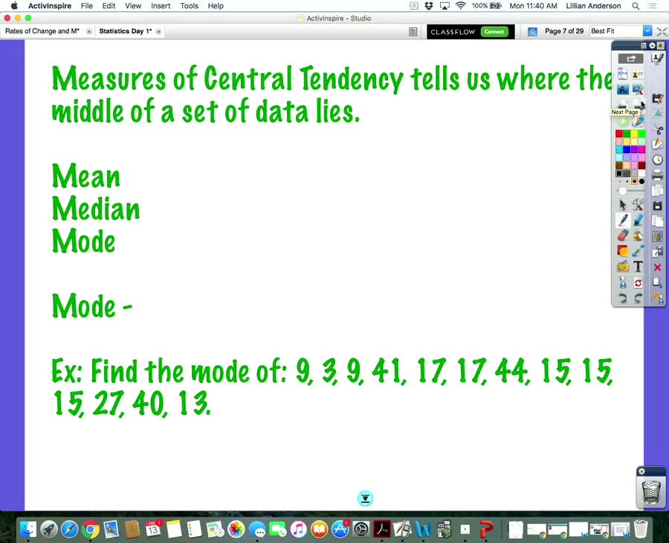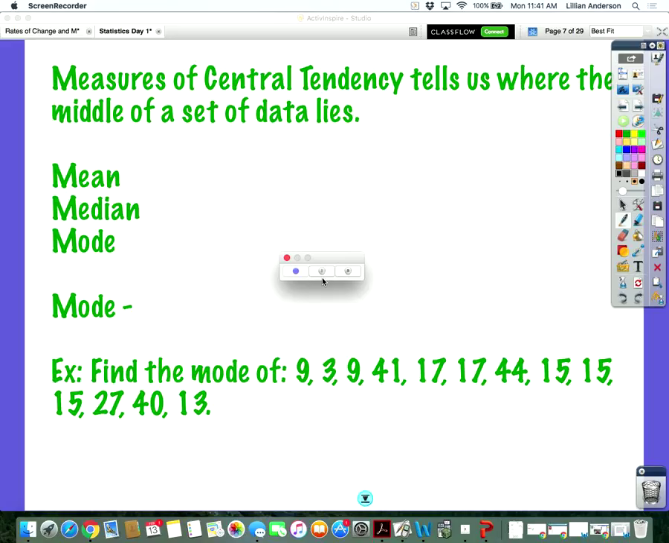Measures of central tendency tell us where the middle of the set of data lies. These are things that you should know: mean, median, and mode. Yes, you will need your calculator. Not for some of this basic stuff, but later on you'll need your calculator.